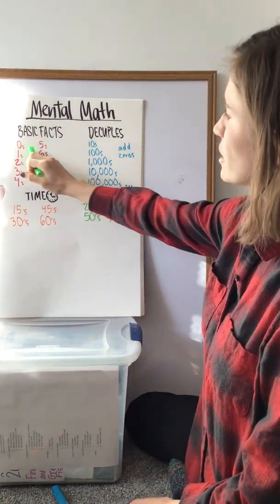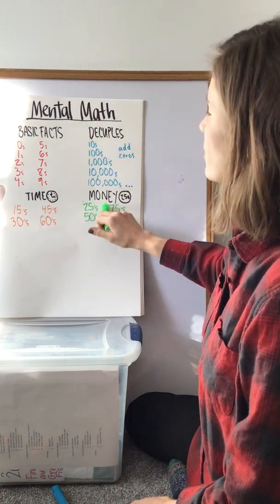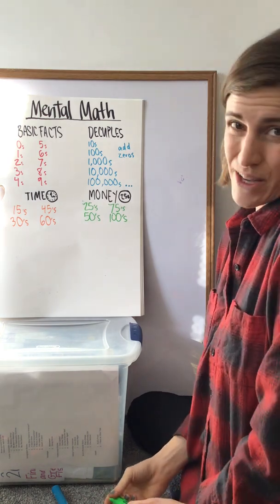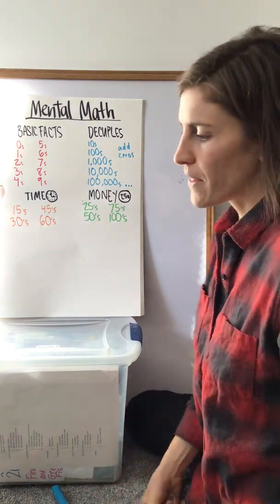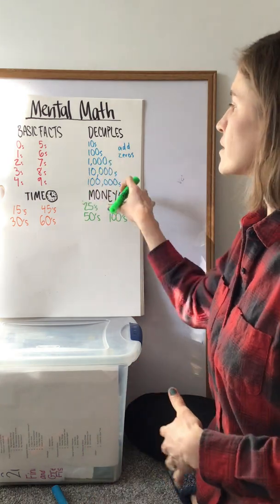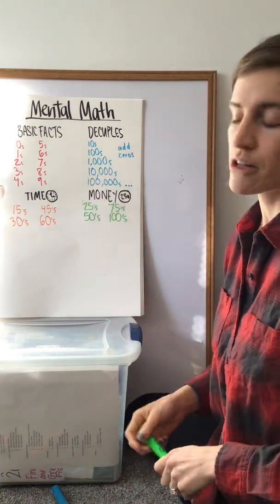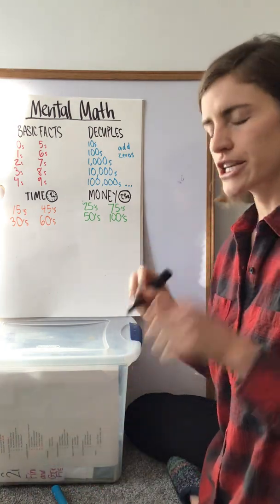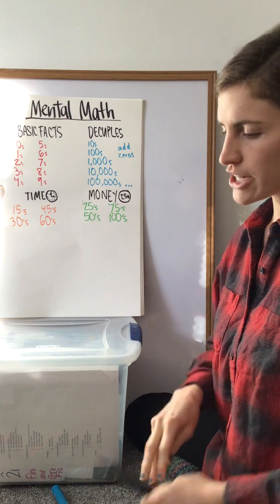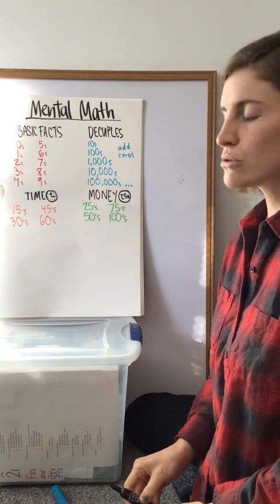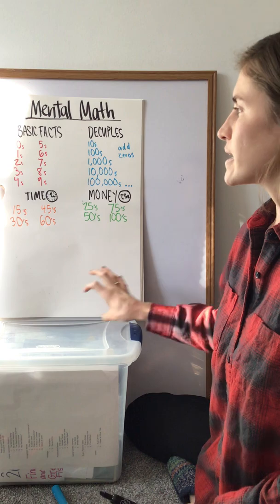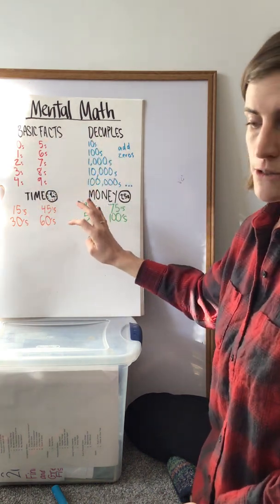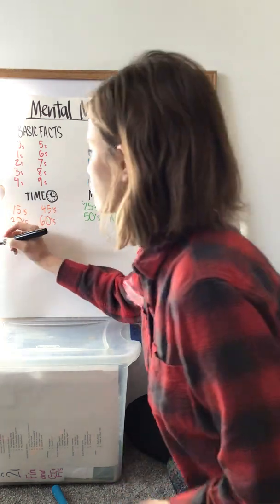So these 4 tools, basic facts, decibles, time, and money, are 4 different ways that we can think about mental math problems. They are 4 different groups of numbers that we're familiar with, that we can use to solve those problems without paper and pencil. And I want to quickly highlight 2 strategies. These are strategies, tools that we can use to take a math problem and get it to the point where we can use these types of numbers to solve it. The first strategy would be to round.